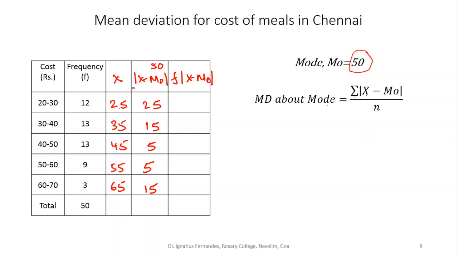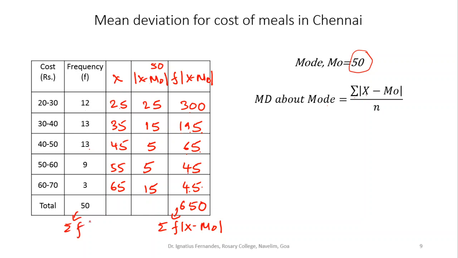Next we multiply the f value with this x minus mode, the absolute values. So 12 into 25 is 300. 13 into 15 is 195. 13 into 5 is 65. 9 into 5 is 45, and 3 into 15 is 45. What I need is the sum of this: 300 plus 195 plus 65 plus 45 plus 45, that will be 650. This is our sum of f multiplied by x minus mode.